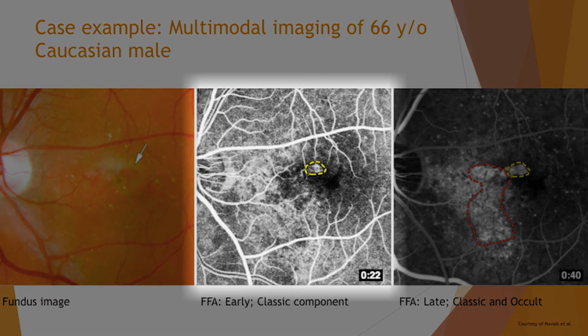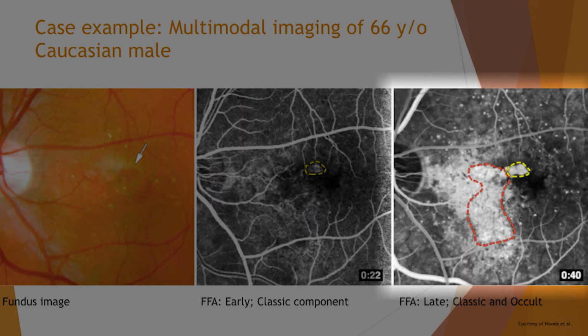If you look at the early stage, you can see that there's a hyperfluorescent bulb there. That would be really kind of pathognomonic of a classic. It's clean, it's nice, it's well delineated. When we get into the late stages, you can see there's a messy area of stain, which I'm going to say in this particular instance is an occult membrane. And then you can still see that yellow clear piece on the side, which is our classic one.